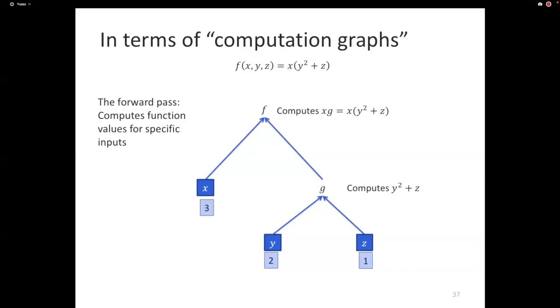So I can compute the value of this function when x is 3 and y is 2 and v is 1. Let's step through this process. When y is 2 and v is 1, then g takes the value 5, 2 squared plus 1. And because g is 5 and x is 3, f is 15. So when the input 3, 2, 1 is presented, this network computes the value 15.